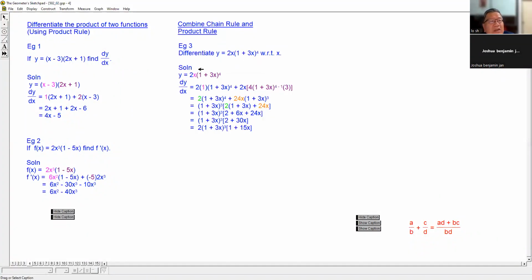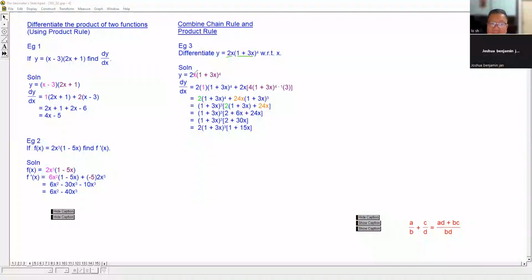Can you see that this is the product of two? This is the product of two functions, right? 1, 2. But the second function is actually a composite function because the bracket is raised to the power of 4. And you cannot expand them using binomial theorem. You have to differentiate straight away like that. So this is the composite function, and this is the ordinary function. So again, I separate them into two colors.